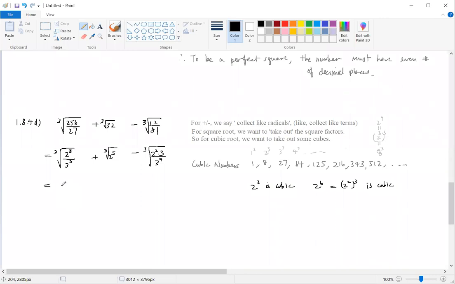So here we take out 2 to the 6, that you can take the cubic root of, and the leftover is 2 to the 2.